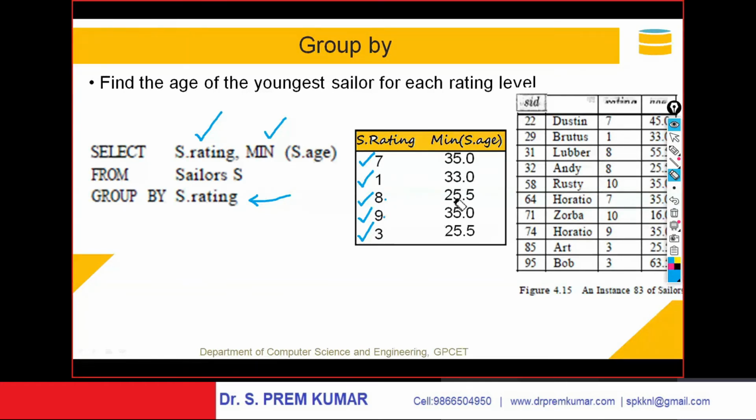The 9s become one group. There is only one 9, and it is 35. Coming to 3, all the 3s become one group, and in this 3, the minimum is 25.5. This is a group by. On a common attribute, you can group the values. Please go through this query once and see the output.